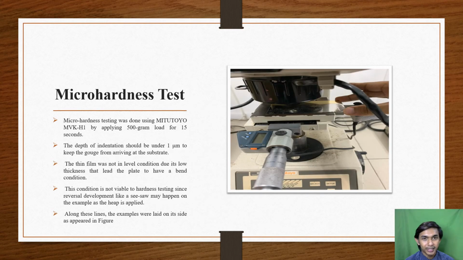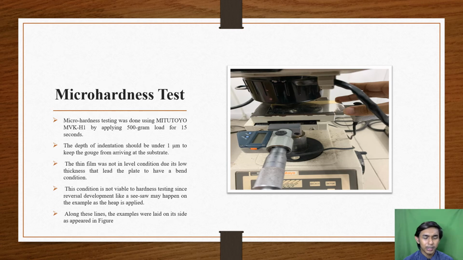To get the data analysis of this project, for the microhardness test, the testing was done using Mitutoyo MVK-H1 by applying a 500 gram load for 15 seconds. The depth of indentation should be under 1 micrometer to keep the gauge from reaching the substrate. The thin film was not in a level condition due to its low thickness, which led the plate to have a bend condition.